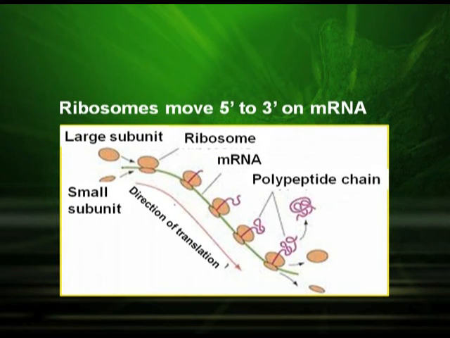So, the ribosome moves from 5 prime to 3 prime on messenger RNA. The diagram clearly shows the large subunit and the small subunit and how the ribosome moves along the mRNA, and the polypeptide chain is being released.